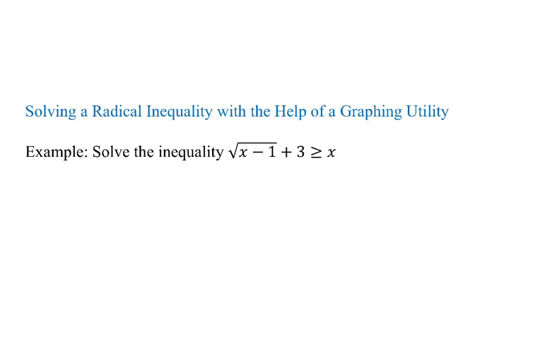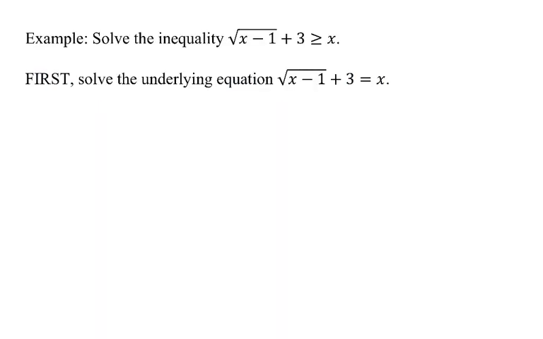Here's an example of a radical inequality. Very simply, an inequality that has a radical in it. And here's how we're going to solve that inequality. First of all, we're going to solve the underlying equation. So if you look at what happened here, I simply took the greater than or equal to in the inequality and replaced it with an equal sign for reasons which will become clear later.